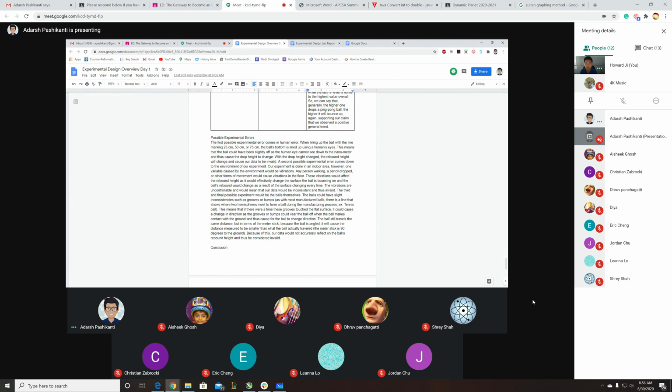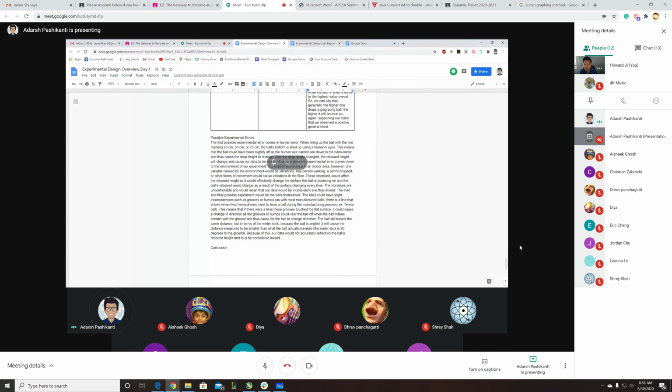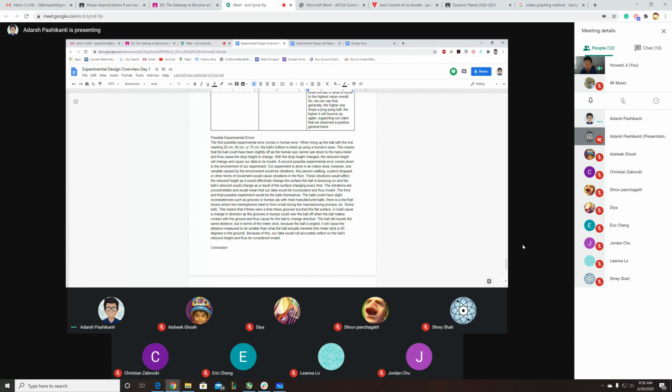So for my second possible experimental error, I blamed it on the environment. If I skip to the part that says these vibrations could affect the rebound height, as it could effectively change the surface the ball is bouncing on, and the ball's rebound height would change as a result of the surface changing every time. You're supposed to go into detail. I go into more detail than most people would, and that's how you get full points, because experimental errors is worth a lot.